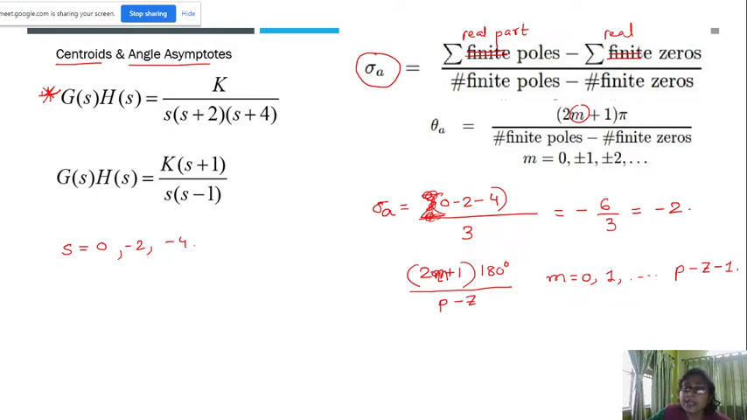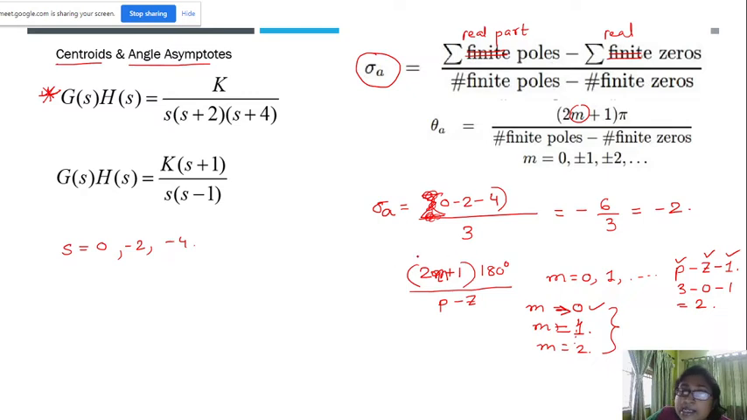So what will be the value of m over here? The value of m will start from 0. But how much m you will write? You will write it depending upon the number of poles minus zeros minus 1. That means here 3 poles are there, so 3 minus 0 minus 1, that means 2. So m will be 0, m will be 1 and m will be 2. So how many asymptotic angles you will calculate?